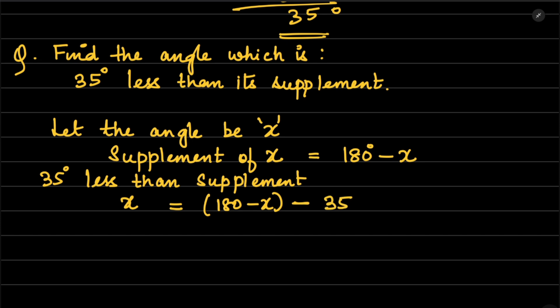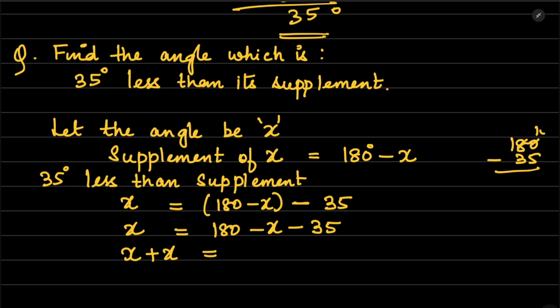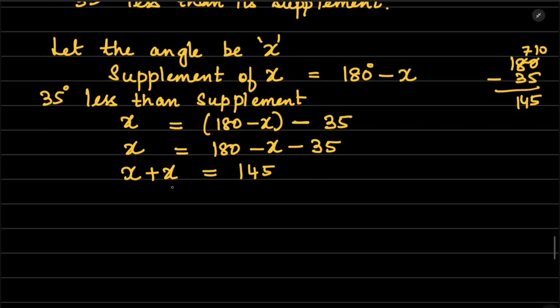Let us calculate x now. So you have x equals 180 degree minus x minus 35. Take all the x on one side. So x plus x equal to 180 degree minus 35. So you will have 145. Correct? So your 2x will be 145. So x will be nothing but 145 divided by 2. So what is 145 divided by 2?